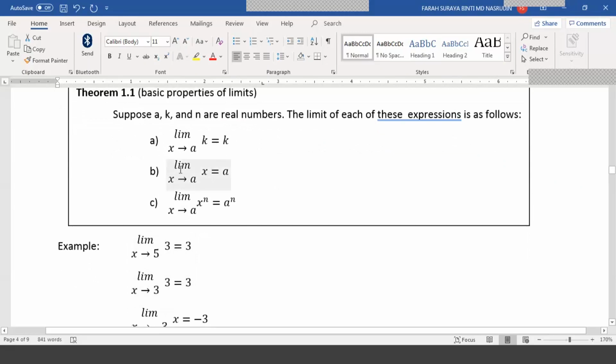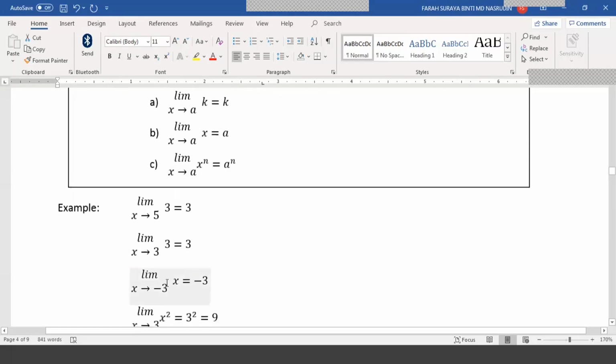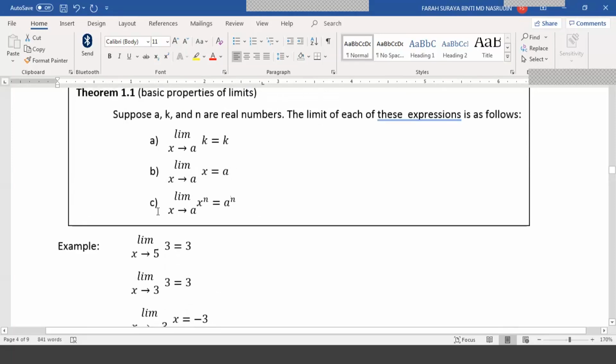Okay, kita tengok yang B lah pula. Limit X approach A, the function is X, a variable. Okay, X is the variable, not a real number. So, macam mana? Jawapan dia A. Maksudnya function ni gantikan dengan limit dia A. Contoh macam ni. Limit X approach negative 3, the function is X. So, it is equal to negative 3.